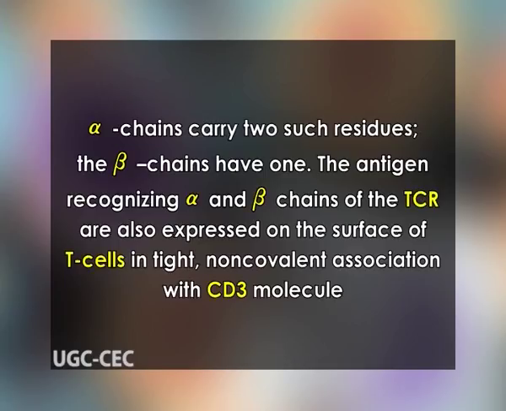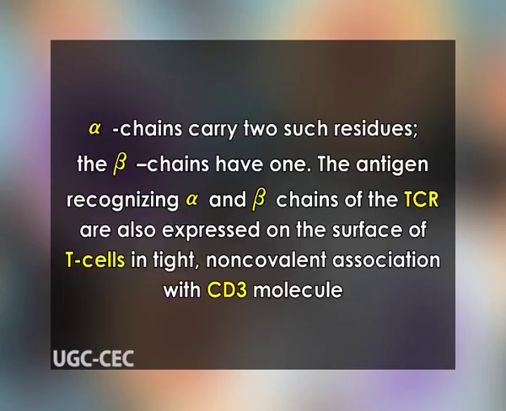Both chains are glycosylated and connected with each other with the help of an interchain disulfide bond. The transmembrane helices of both chains are unusual in containing positively charged, that is basic, amino acid residues within the hydrophobic transmembrane segment. The alpha chain carries two such residues, the beta chain has one.